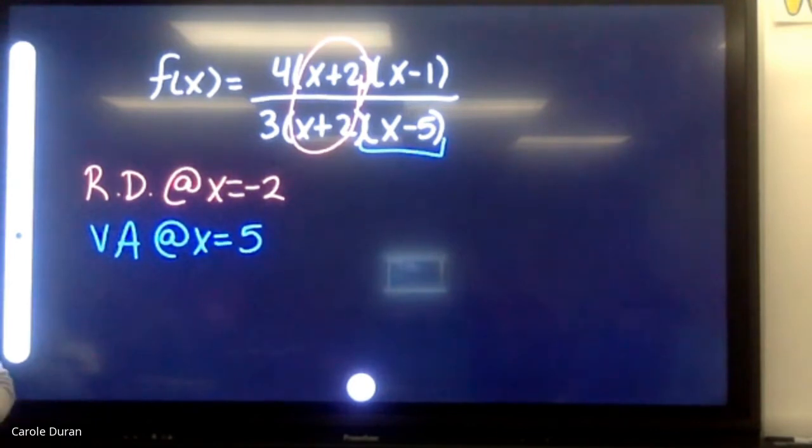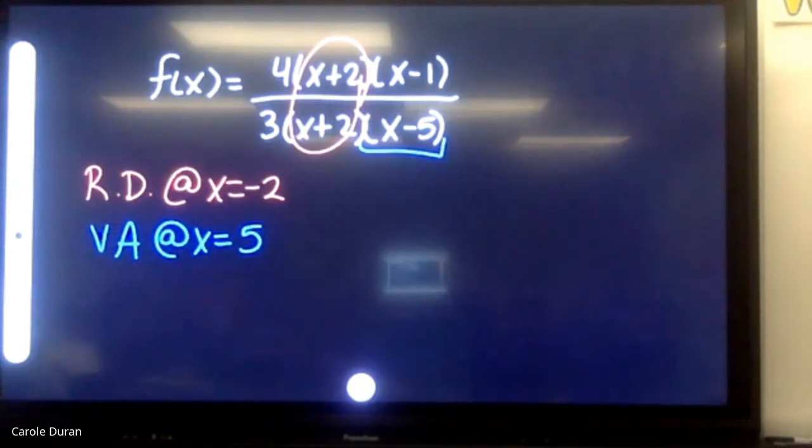Okay, let's return, please. I have found my removable discontinuity, my hole. I have found my vertical asymptote. What's next? Horizontal or oblique. It can have either or. Do not forget about your oblique asymptote. How do I identify which one I have? It's based off of the degree.